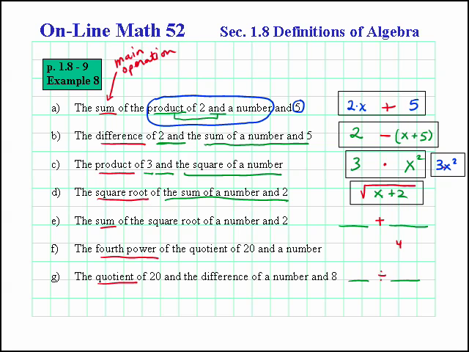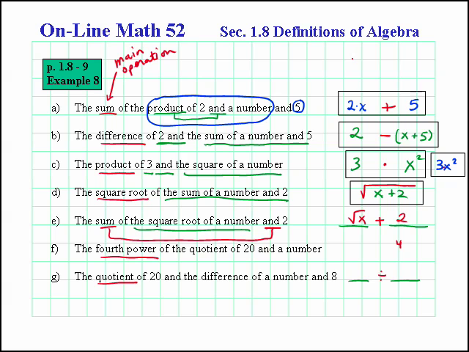Okay. Let's see, the sum of the square root of a number and 2. The sum, addition again. We've got 2 sides. What's one side? What do we read right away? The square root of a number. And this and, since it's the only and in this, must apply to the word sum right here. The sum of the square root of a number and 2. So one side is the square root of a number, and the other side is 2.